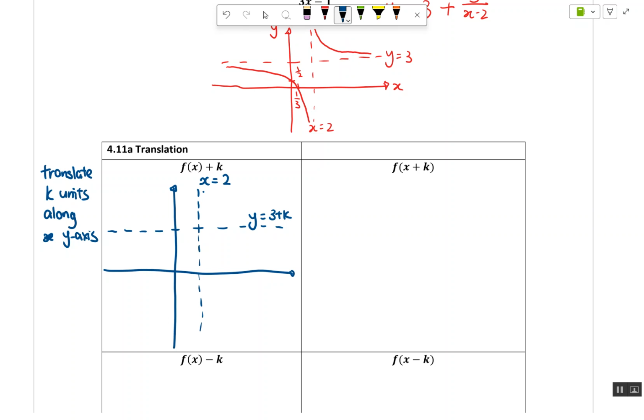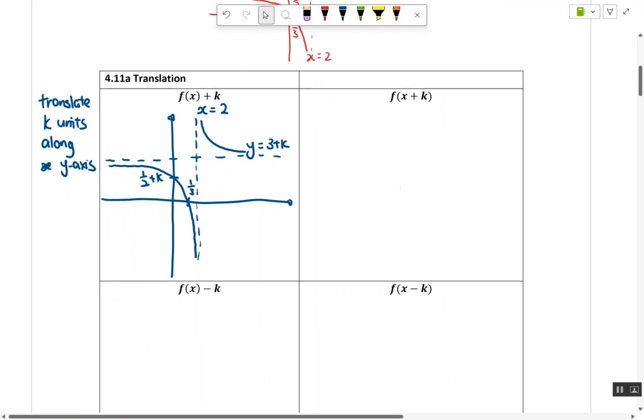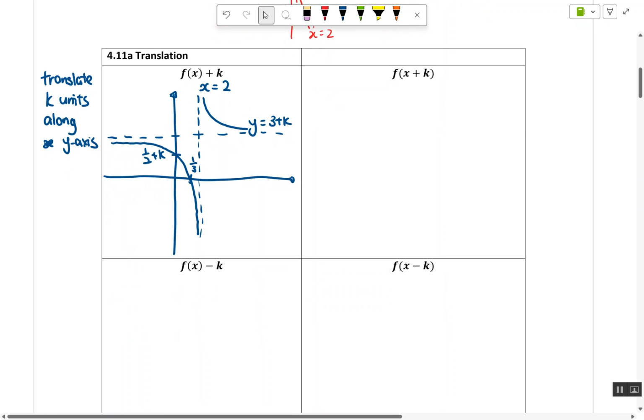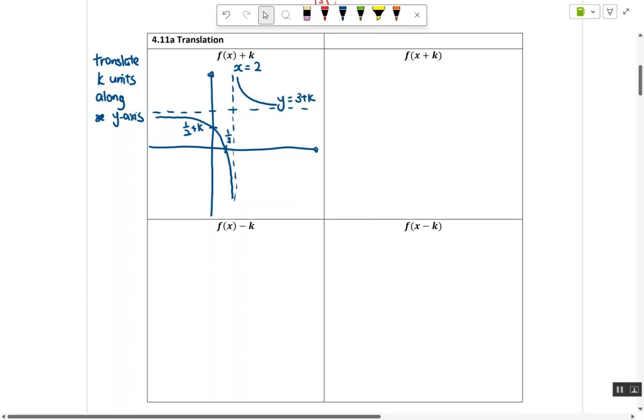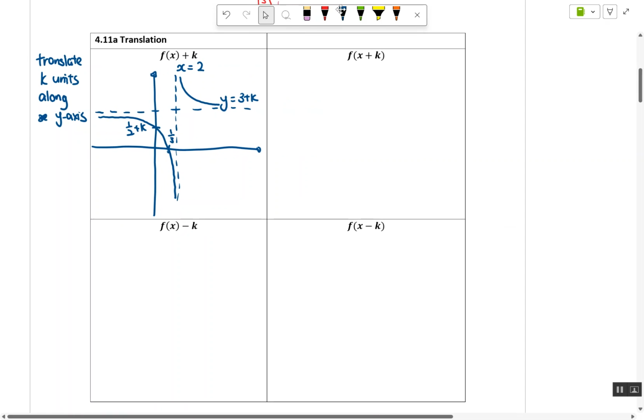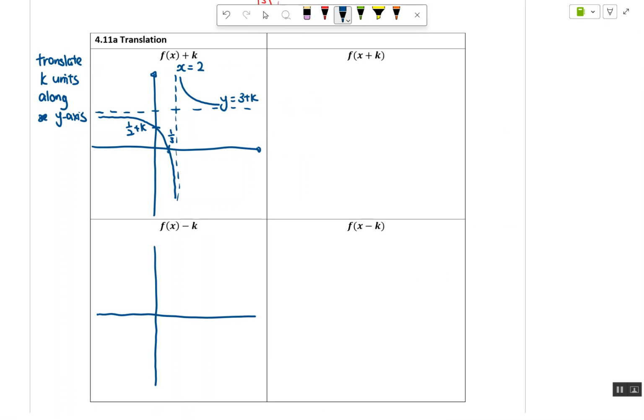Okay, so the whole graph will move up by k units. Remember, the x coordinate will not change. So this is half plus k. This guy will still be 1/3. Okay, if we minus k, it means it translates negative k units downwards.